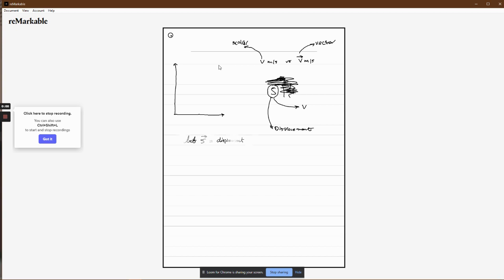Just going to rub this out. We all know this stuff. Okay. Now, suppose you have a velocity time graph. This is a velocity time graph.